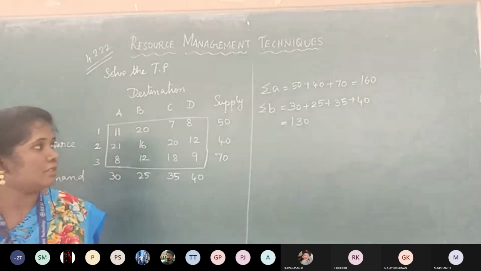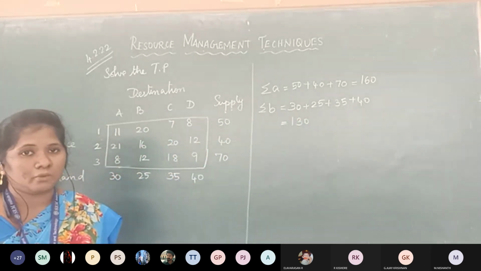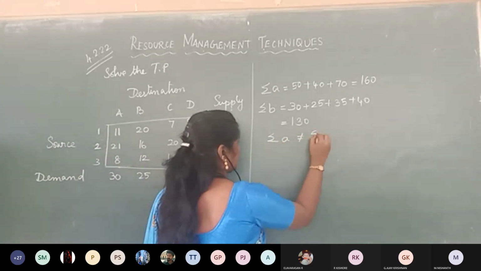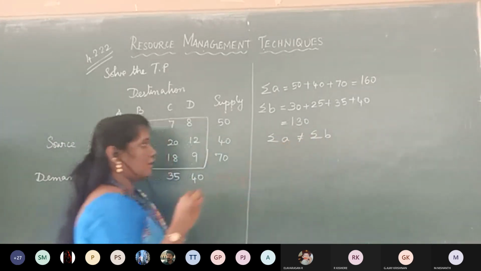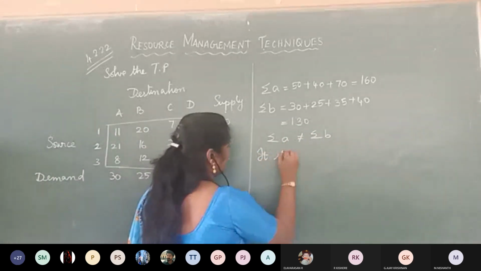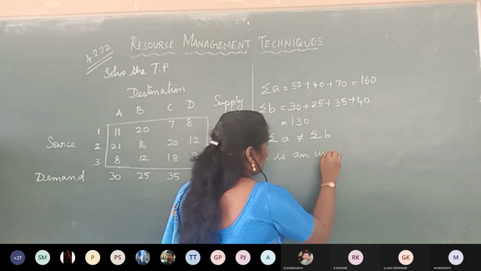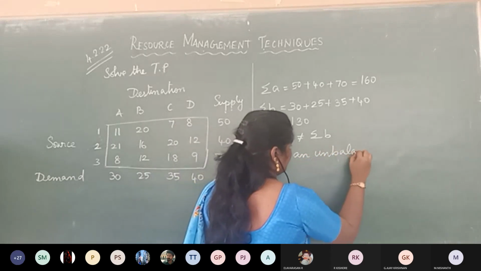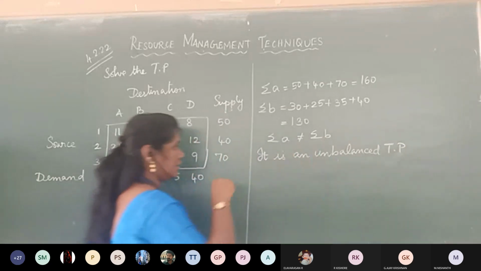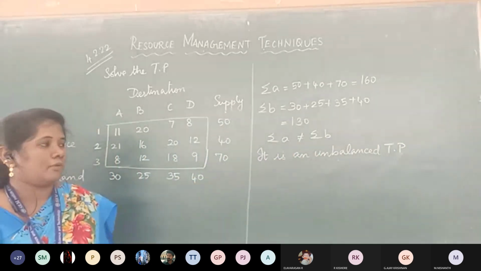Now here if you see, your supply and demand are not equal. So your summation A is not equal to your summation B. When it is not equal, it is an unbalanced transportation problem. You write it. Now you have to make it a balanced transportation problem.